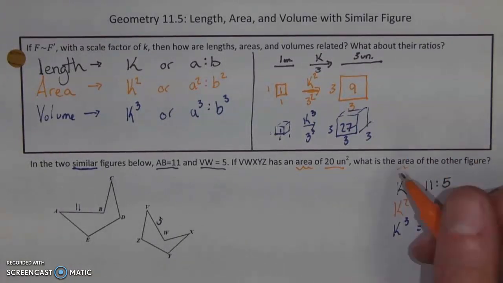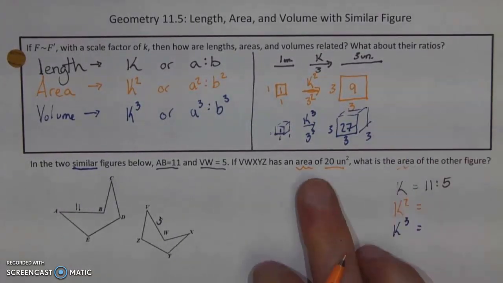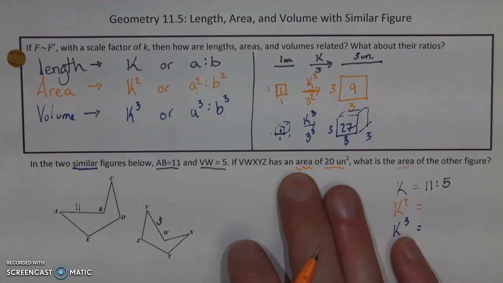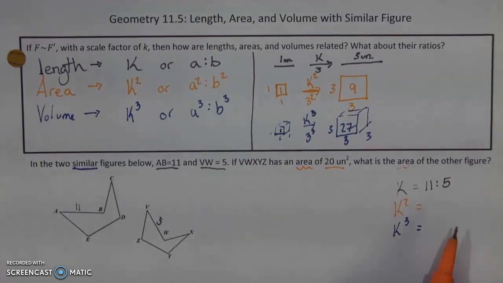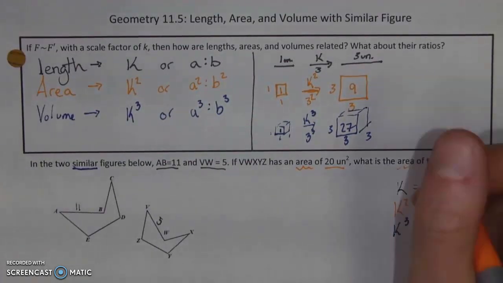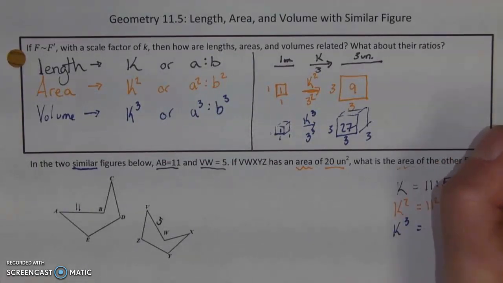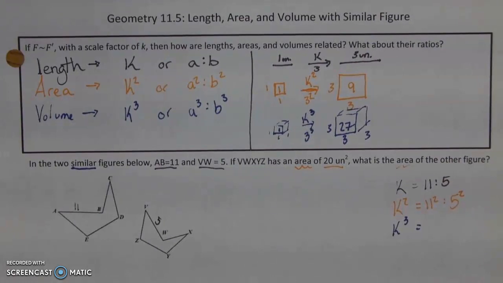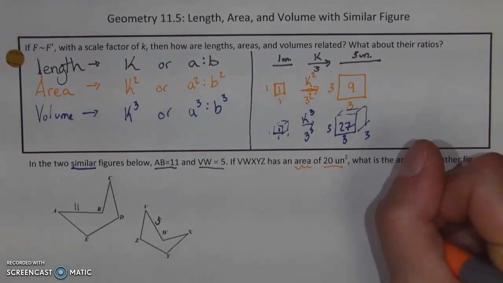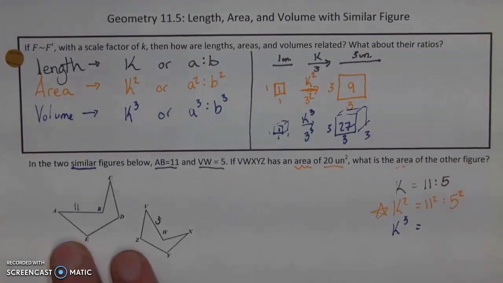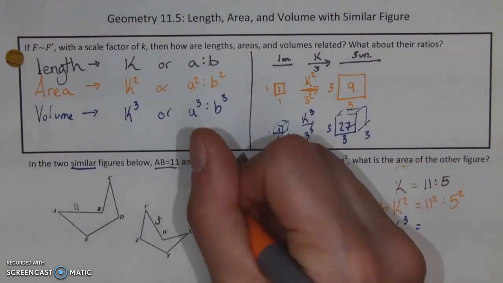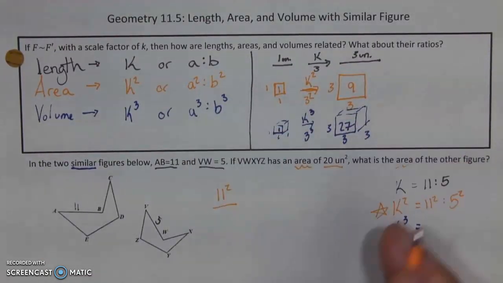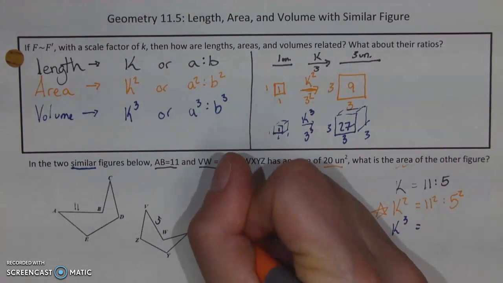Now I know I want k squared because I'm dealing with area. I want to find the relationship between the areas. Well, that means all I need to do is take the number above, my k value, and square it. So I have 11 squared to 5 squared. Here, that tells me this is the ratio that I will use to compare the areas of the figures. So I'm going to set it up as a fraction, 11 squared to 5 squared.